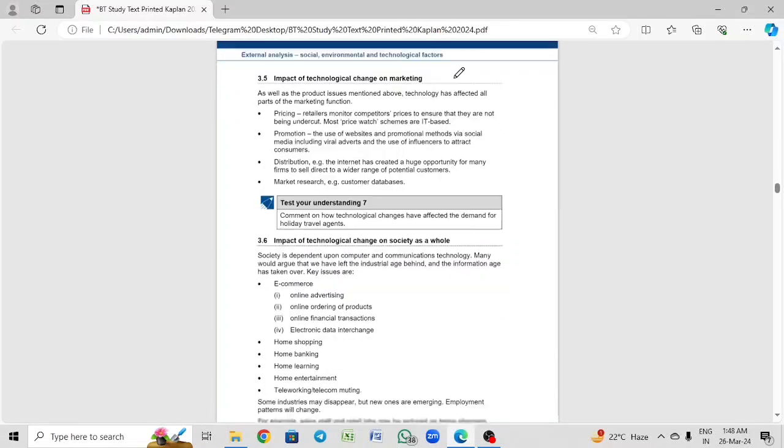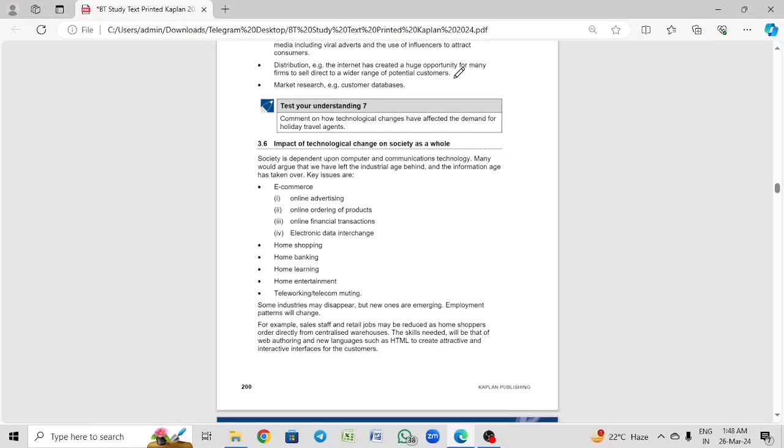Now the impact of the technological changes on society as a whole. As I told you, for example, e-banking. Earlier, if we had to change any information, open a new bank account, or get any information, we used to go to the bank physically. But nowadays every bank has an application, we download it and we can get all the information, get everything changed, open a bank account. Everything is online, so it's e-banking.